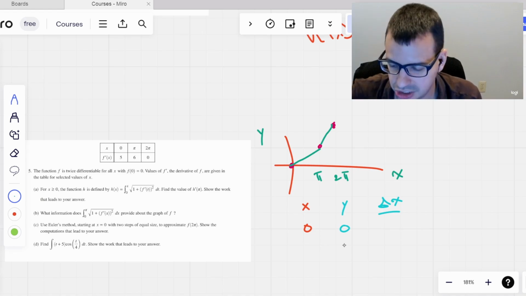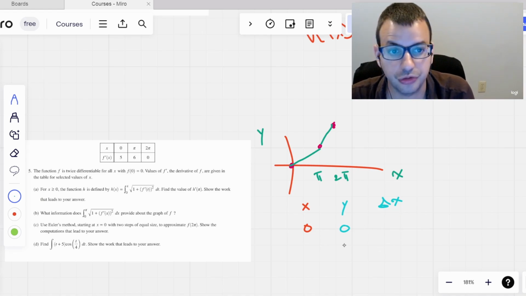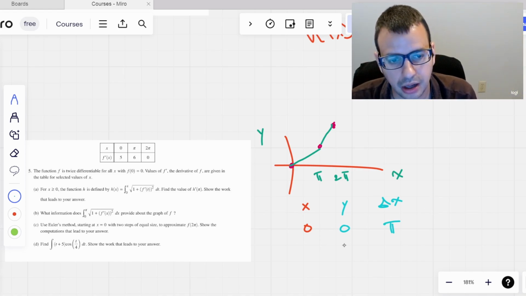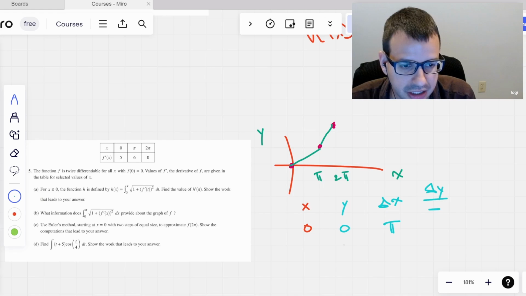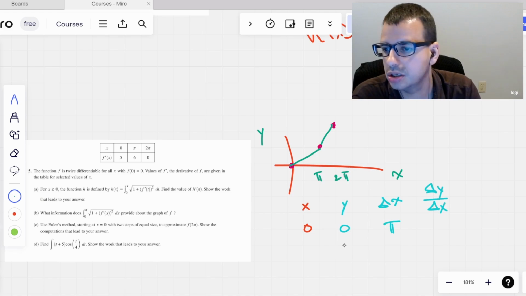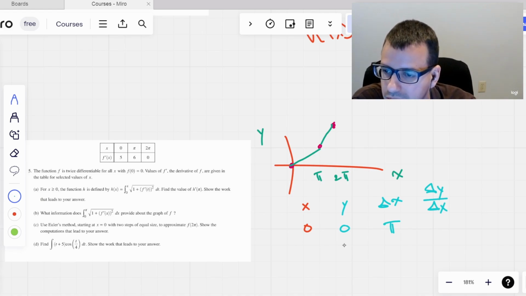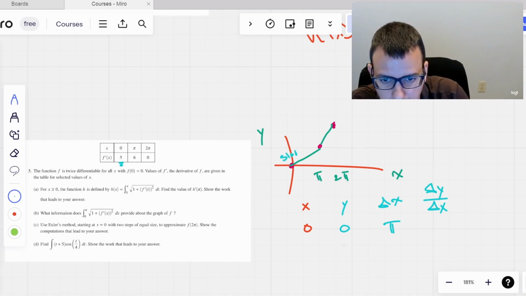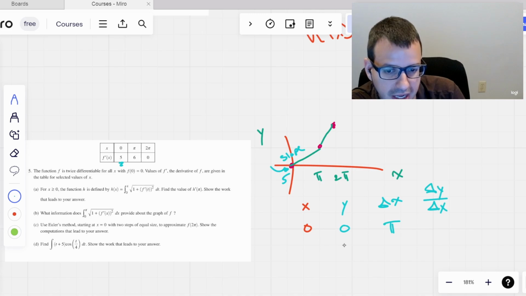Delta x, our change in x, we're going to take 2 steps. So the first step is going to go to pi, because our second step will go to 2 pi. Our change in y, then we'll do dy/dx. Our slope along this region is going to be 5, because our slope at x equals 0 is 5.